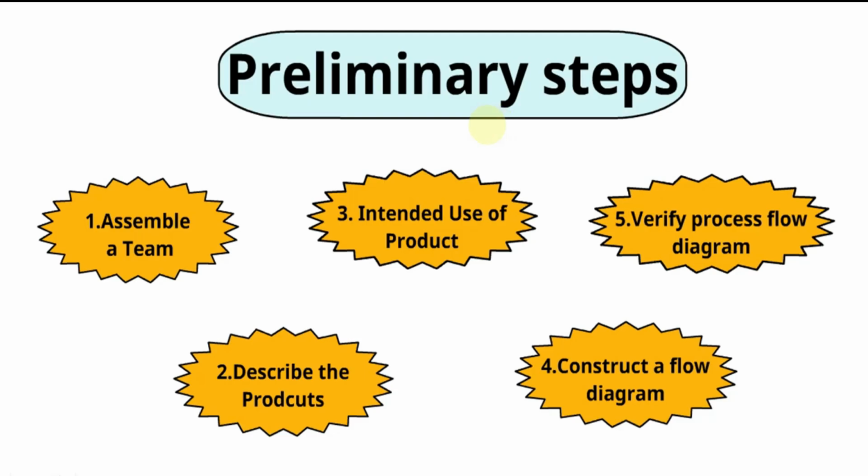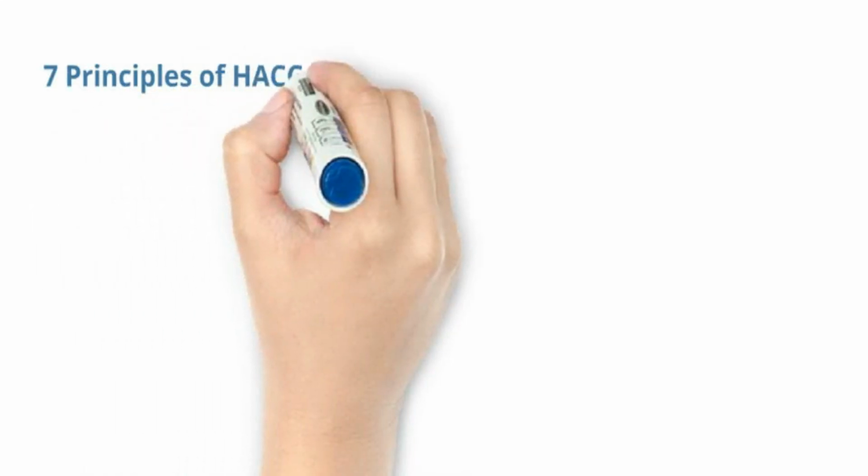So there are five preliminary steps of HACCP. First one is assemble a HACCP team. Secondly, describe the product or products. Third one is intended use of a product. Then we will discuss how to construct a flow diagram, and then verification of a process flow diagram. Before going into the details of preliminary steps, let's discuss the 7 principles of HACCP study.